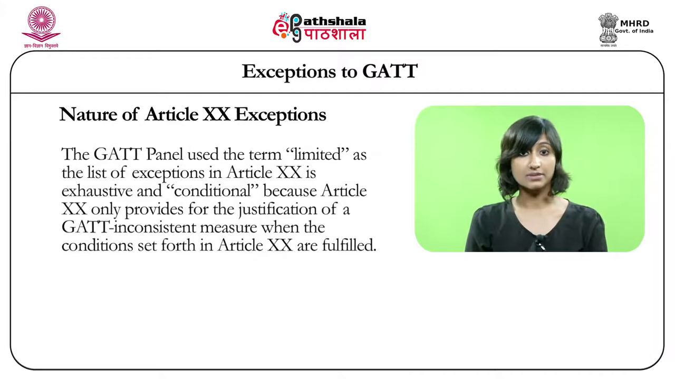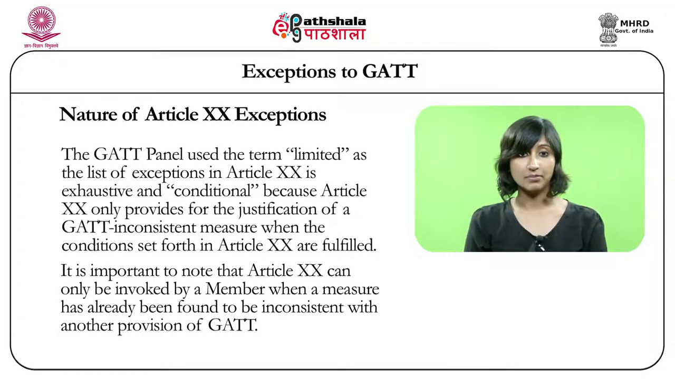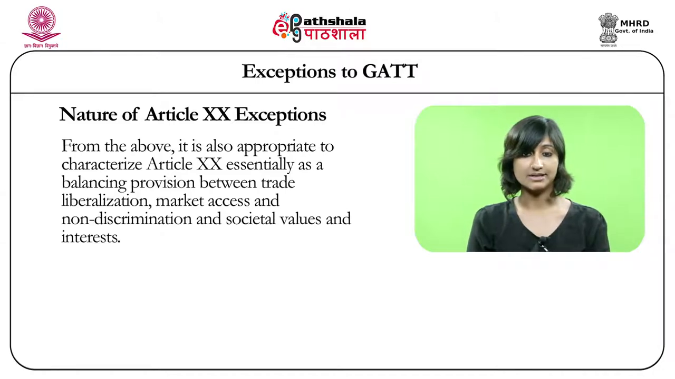The GATT panel used the term limited because the list of exceptions in Article 20 is exhaustive, and the term conditional because Article 20 only provides for the justification of a GATT inconsistent measure when the conditions set forth in Article 20 are fulfilled. It is important to note that Article 20 can only be invoked by a member when a measure has already been found to be inconsistent with another provision of GATT. From the above, it may also be seen that Article 20 essentially acts as a balancing provision between trade liberalization, market access and non-discrimination, and societal values and interests.